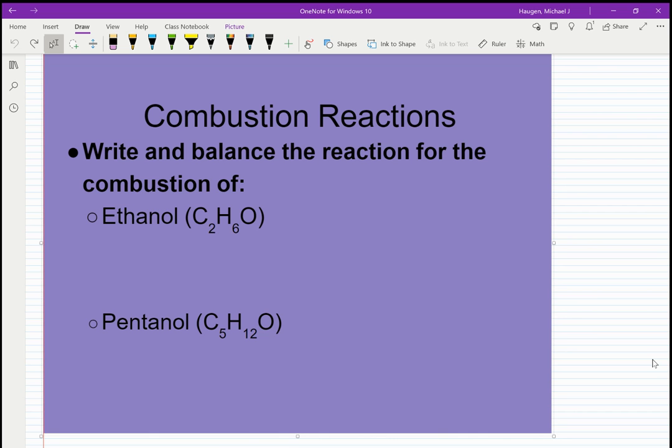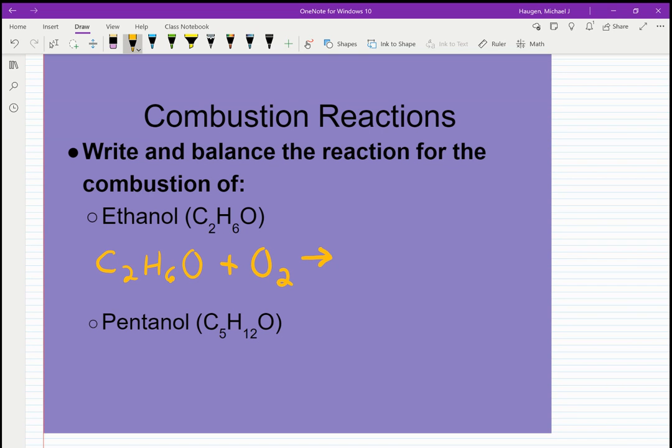Here's how to write and balance the combustion reactions for two different gases here. Remember, in a combustion reaction, we're always going to have our carbon-based fuel, C2H6O in this case, ethanol. And then we're always going to react with oxygen. It's combustion. It needs oxygen in order to combust.